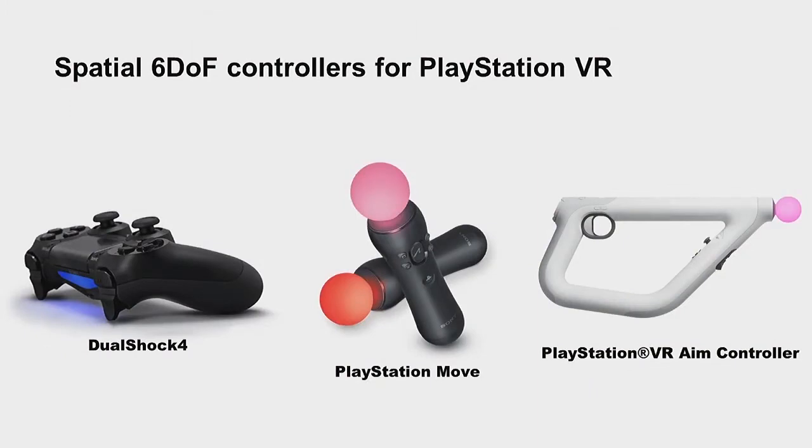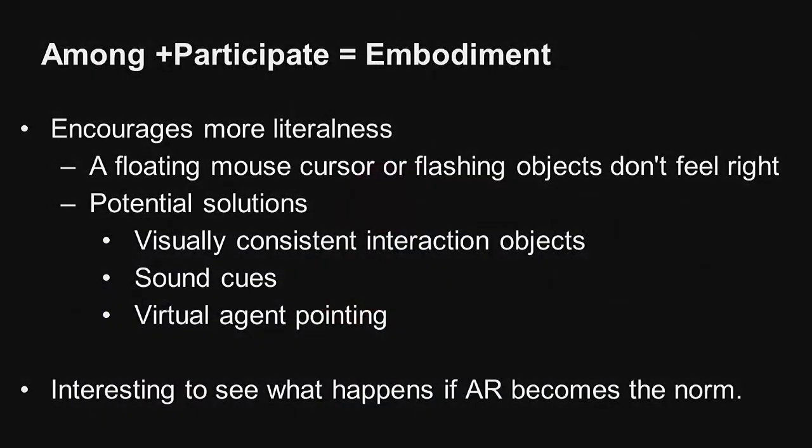So for PlayStation, we have 3 different 6-DoF controllers. We have the DualShock, which is a 2-handed device. We have the PlayStation Move, which is bimanual controllers. And then we have the VR Aim controller, which is a specific device which you can point, and it actually has analog sticks and things. But it's really good for a shooting situation in VR. But all of them are 6-DoF and tracked by the same thing that tracks the headset.